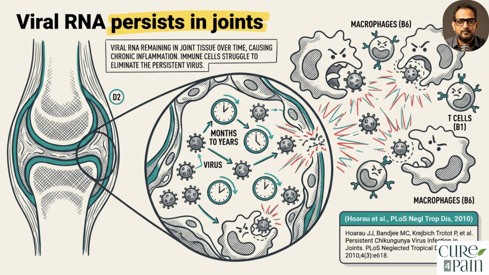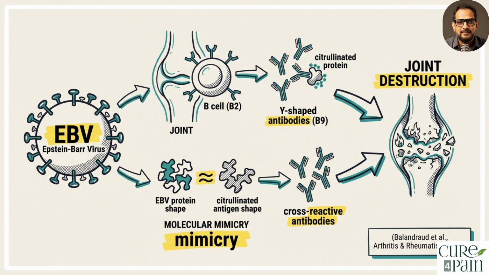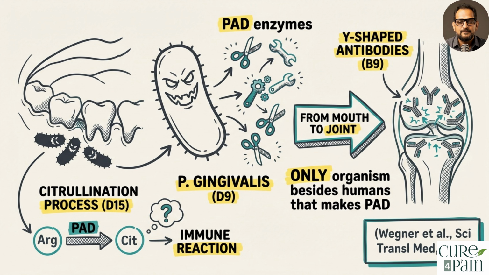Epstein-Barr virus has multiple studies linking it to RA pathogenesis. EBV-infected B cells in synovial tissue produce ACPAs. The virus also has proteins that mimic citrullinated antigens, triggering cross-reactive antibodies.